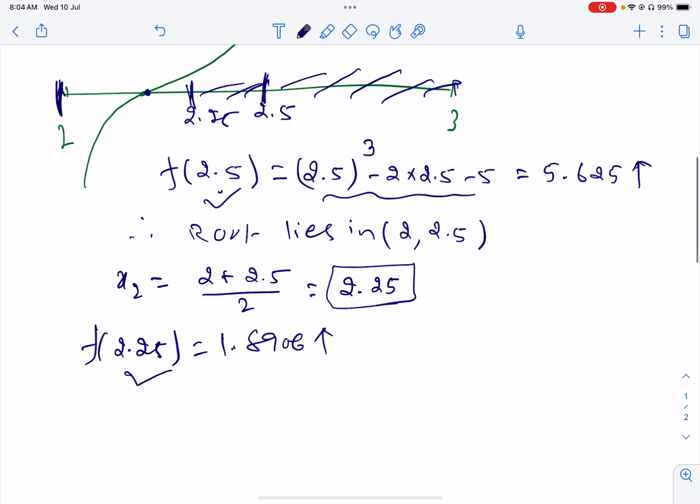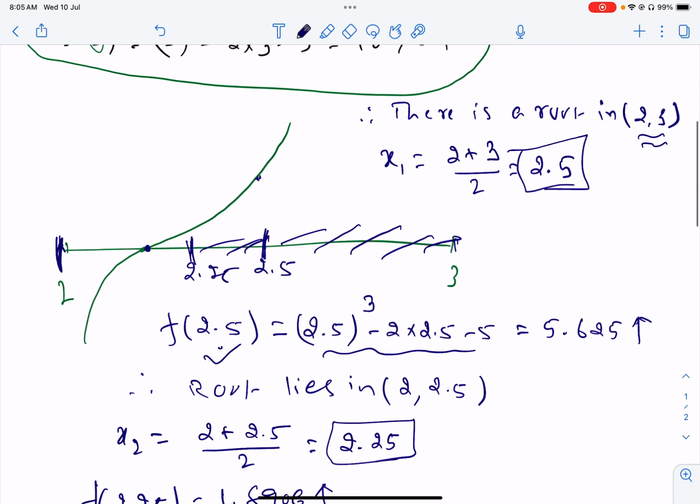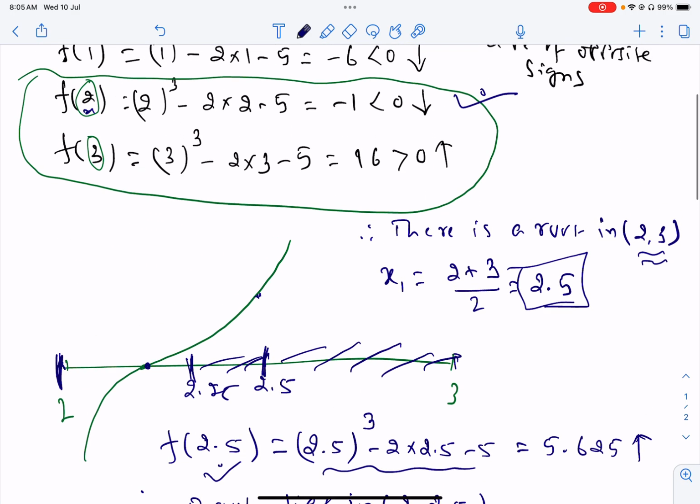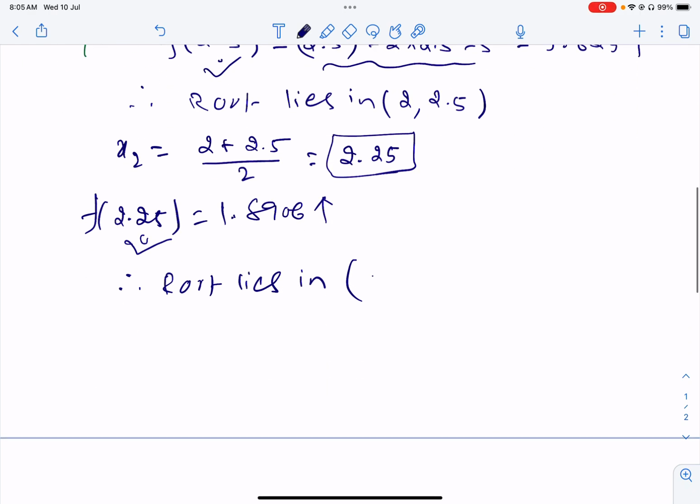So this is the latest value, 2.25, and it is positive. Where is the very first negative value? That is again at 2. So the root lies in 2 to 2.25.